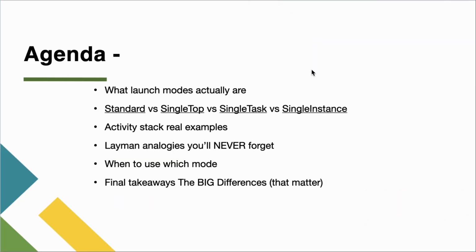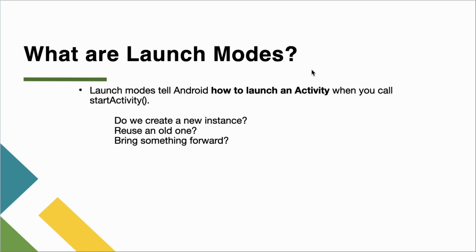Okay, so the agenda for this video or tutorial, I would say, is like a quick roadmap so that you know what is coming: what launch modes actually are, and what are the different types of launch modes like standard, SingleTop, SingleTask, and SingleInstance. Then activity stack real examples, and layman analogies that you will never forget. Then when to use which mode, and the final takeaways, the big differences that matter. So we will start with what are launch modes first.